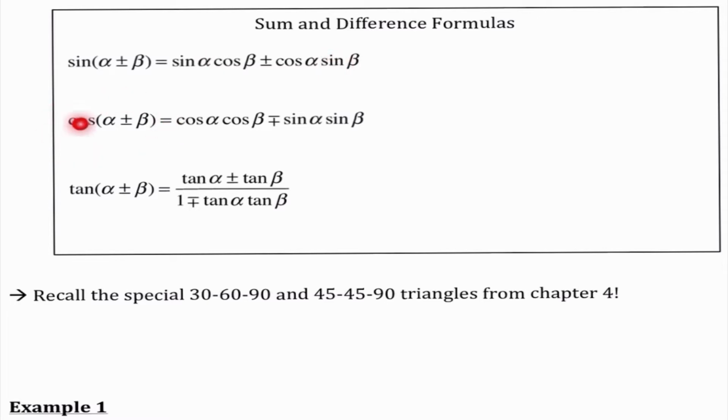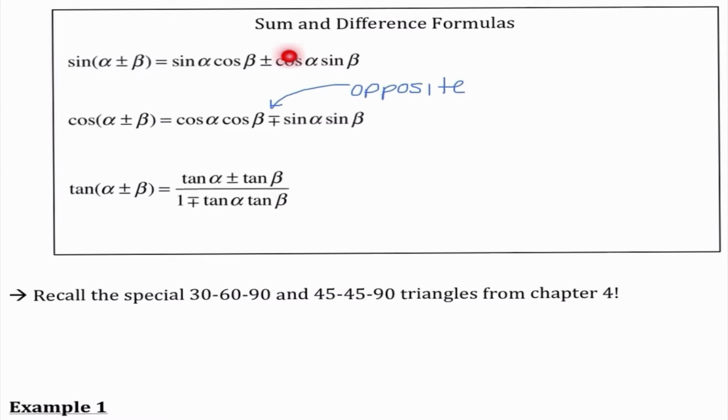Our cosine one of alpha plus or minus beta, and just to let you know, alpha and beta represent special angles. It goes cosine, cosine, sine, sine. And our sine in the middle is the opposite. So that means if my angles are added here, I'm going to have subtraction. If they're subtracted, I'm going to have addition. Plus or minus means the same. So if I have addition, I'm going to have addition.